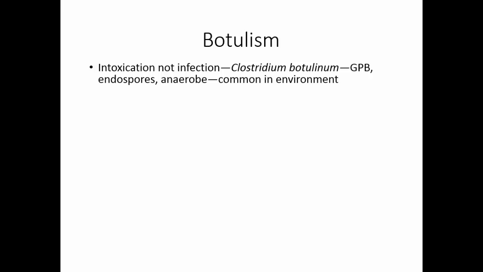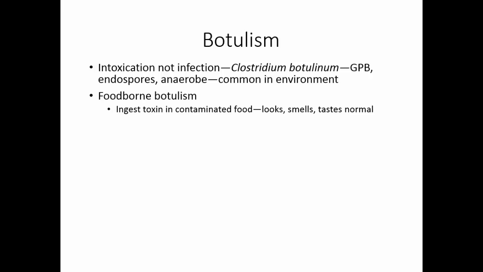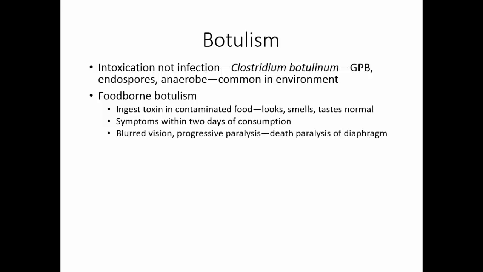There are three types of botulism. Foodborne botulism occurs when the individual ingests the toxin in contaminated food. The food will look, smell, and taste normal. Symptoms usually occur within 2 days of consumption and include blurred vision and progressive paralysis. Death is usually due to paralysis of the diaphragm.